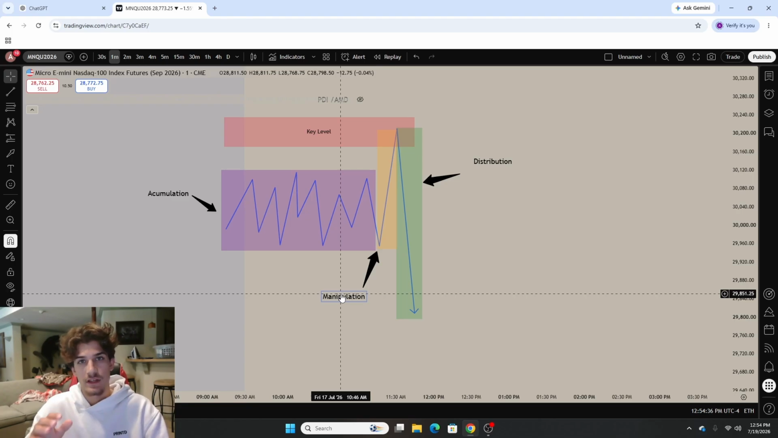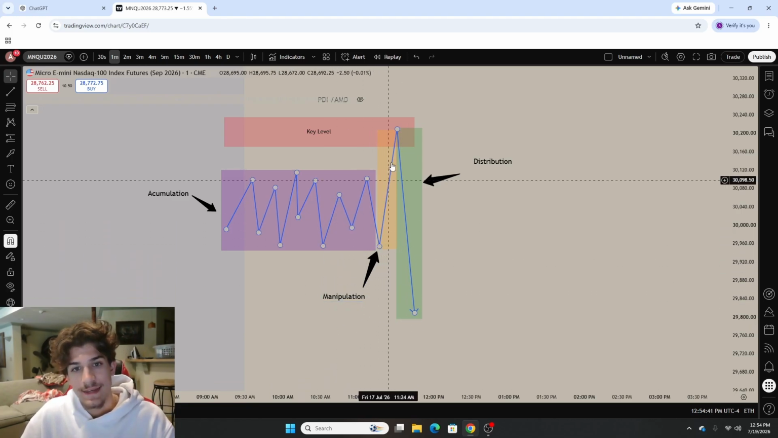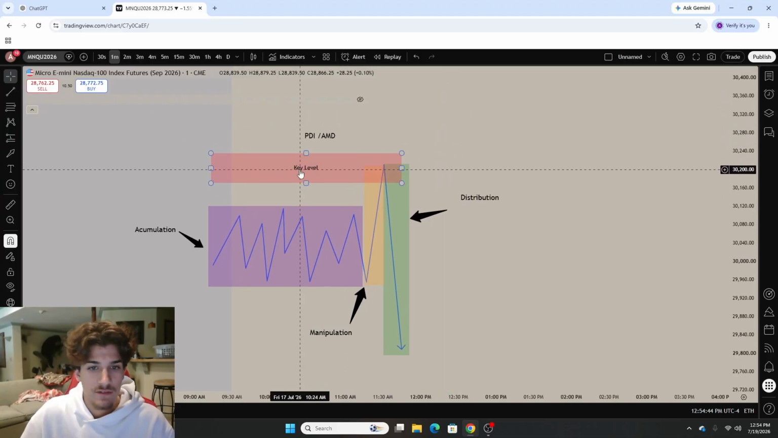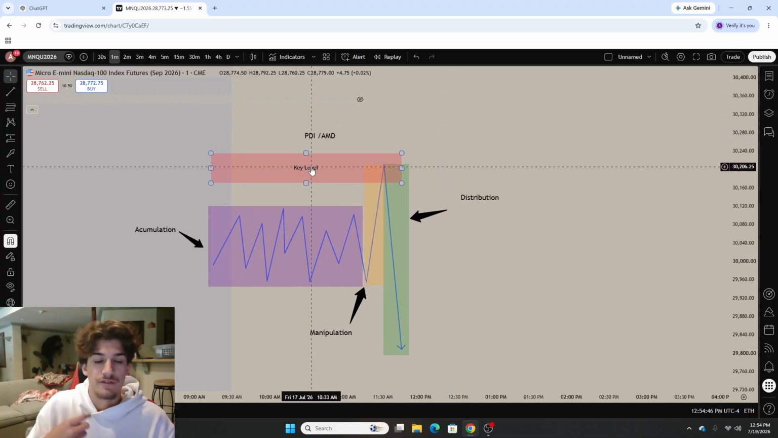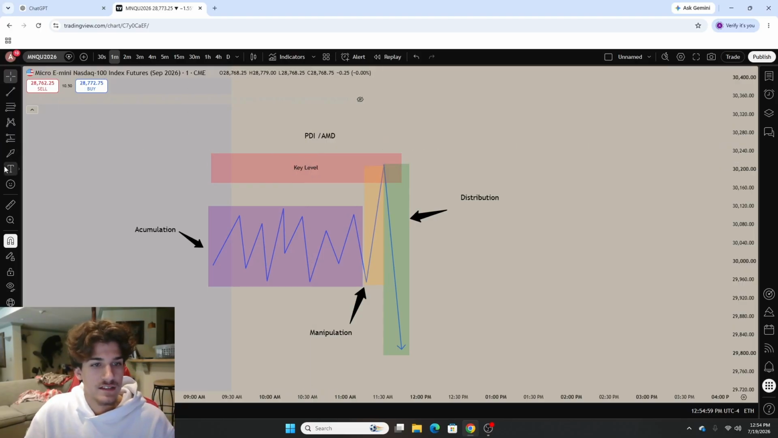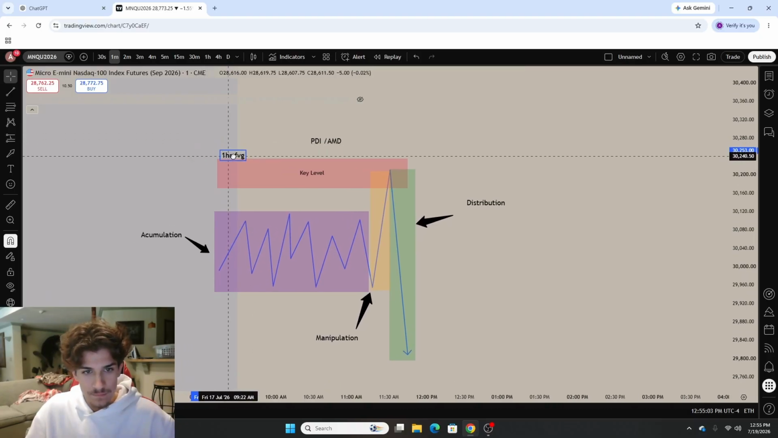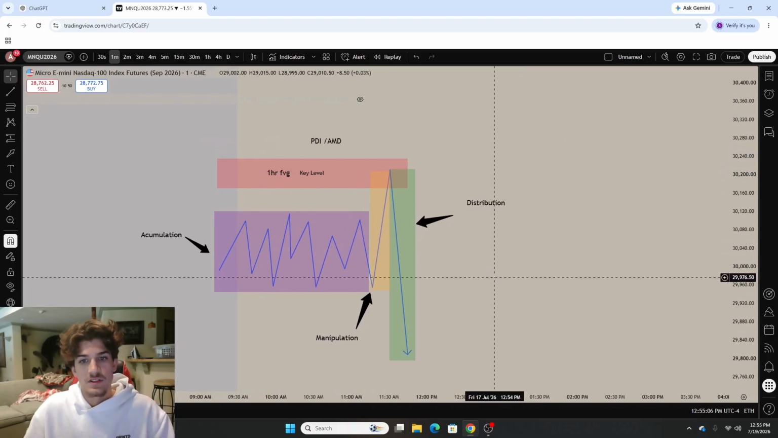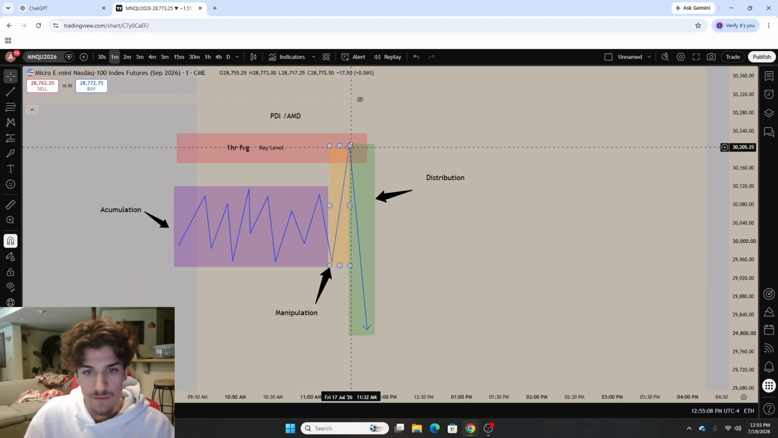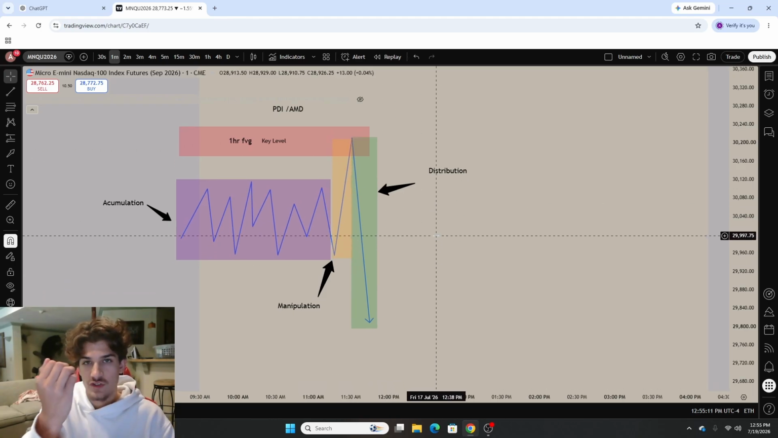And what makes a manipulation move a correct manipulation move? Well, we know it's a correct manipulation move when it hits a key level. So this key level could be anywhere from a 1 hour gap, a 4 hour gap, an internal high, internal low, 15-minute gaps, 30-minute gaps, even 5-minute gaps if sponsored. That's a little bit of a different kind of video. But for this scenario, let's just say this is a 1 hour fair value gap. So we manipulate, we hit this 1 hour fair value gap, and then we have our distribution.